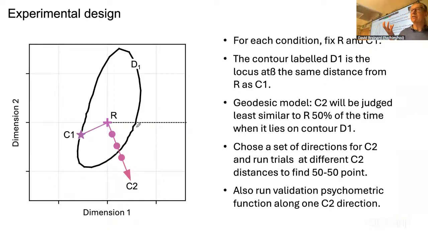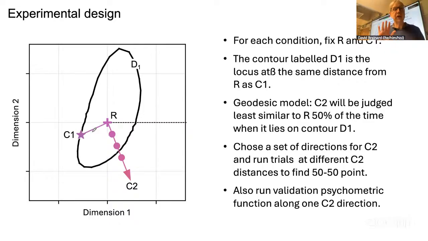And the prediction of the geodesic model of superthreshold difference, where R and C1 are noticeably different from each other by some amount, is that the 50-50 point in that judgment, as I go from the reference out in any direction, ought to occur, or at least the simplest prediction, ought to occur when I cross this equal geodesic contour. That is to say, when the thing is on this contour, it's the same geodesic distance from R as C1 is from R. So the 50-50 point is the prediction, at least of what we call geodesic model 0.